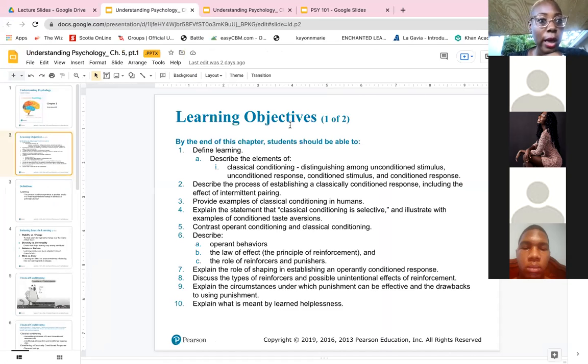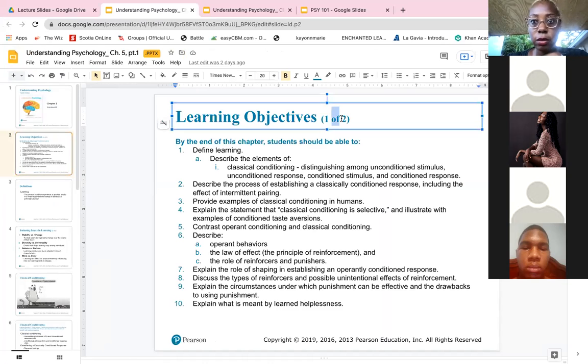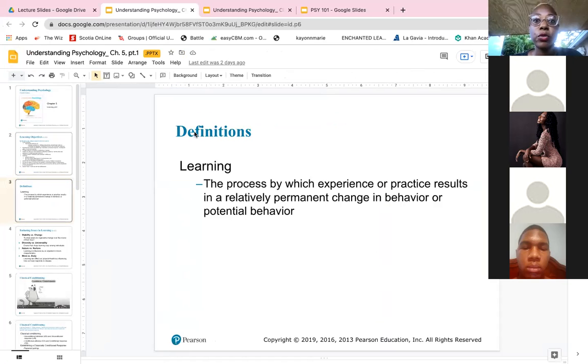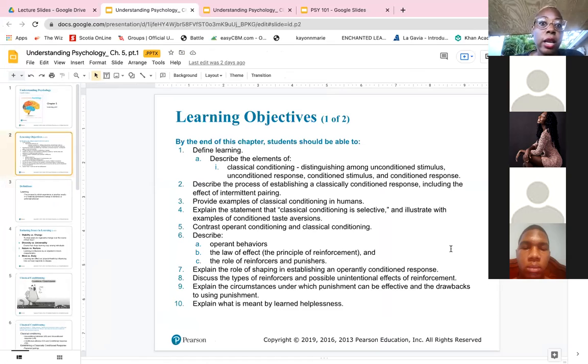Okay, so the outcomes, the learning objectives for this unit: defining learning, looking at the elements of classical conditioning. We talked about conditioned and unconditioned stimulus, conditioned and unconditioned responses, looking at the process of establishing a classically conditioned response, providing examples of classical conditioning in humans, explaining a statement that classical conditioning is selective and illustrated with an example, contrast, looking at the different.